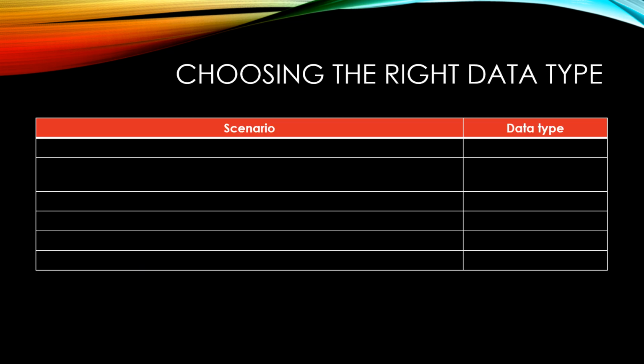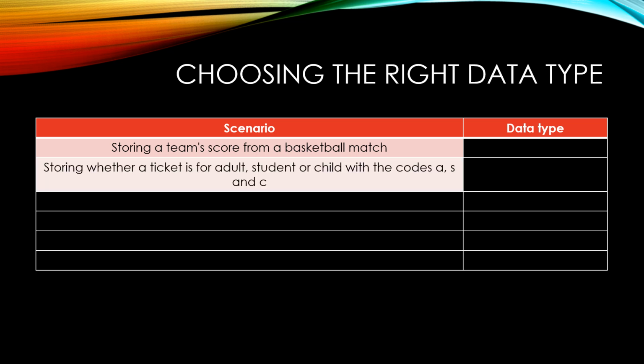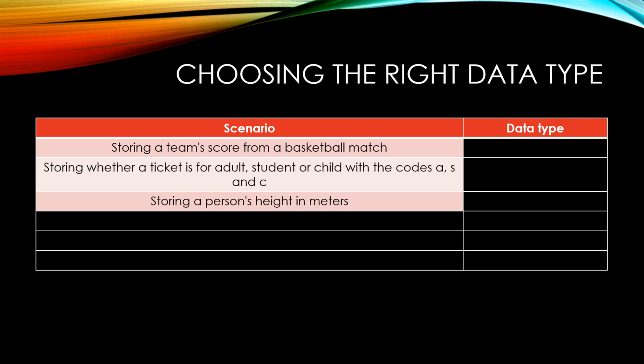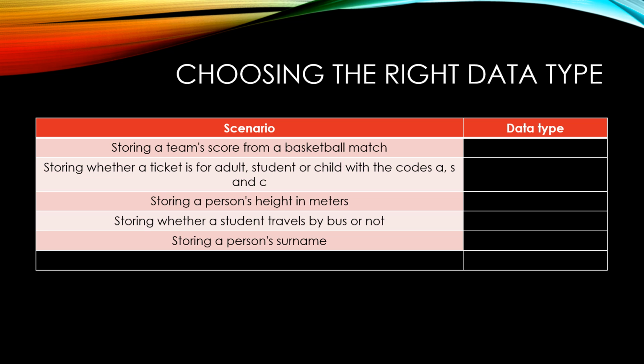For the purposes of the course, you need to be able to choose the right data type in a given scenario. Let's have a look at a few scenarios here. You might like to then pause the video after we've explained all the scenarios before I go ahead and explain the correct data type. So the first scenario is storing a team's score from a basketball match. Second, storing whether a ticket is for an adult, student or child with the codes A, S and C respectively. Storing a person's height in meters. Storing whether a student travels by bus or not. Storing a person's surname. And storing a telephone number.